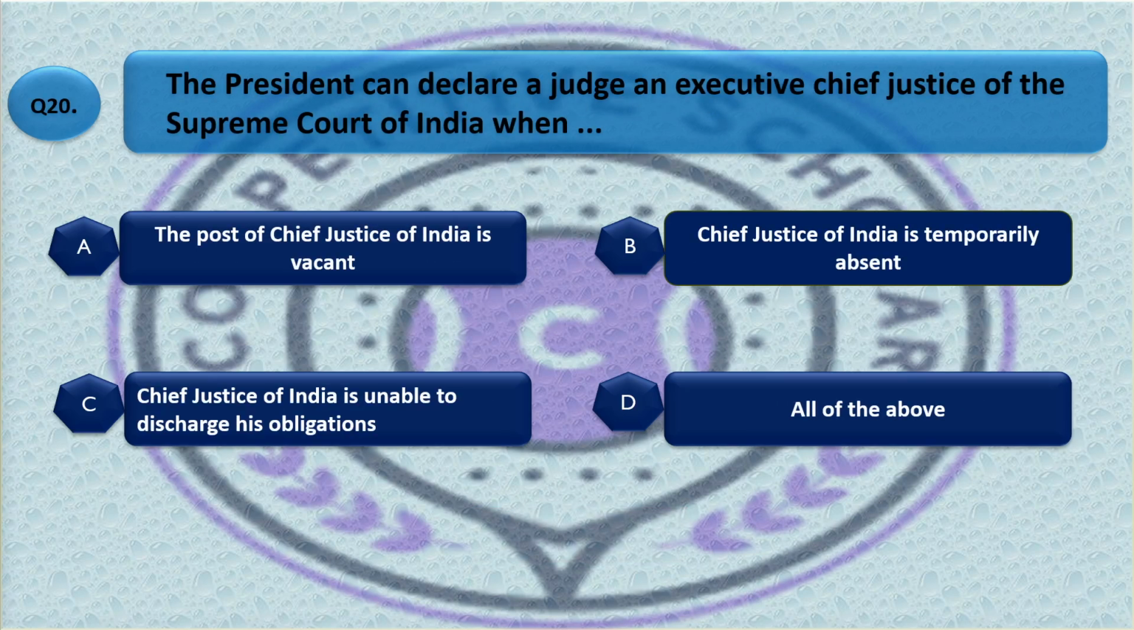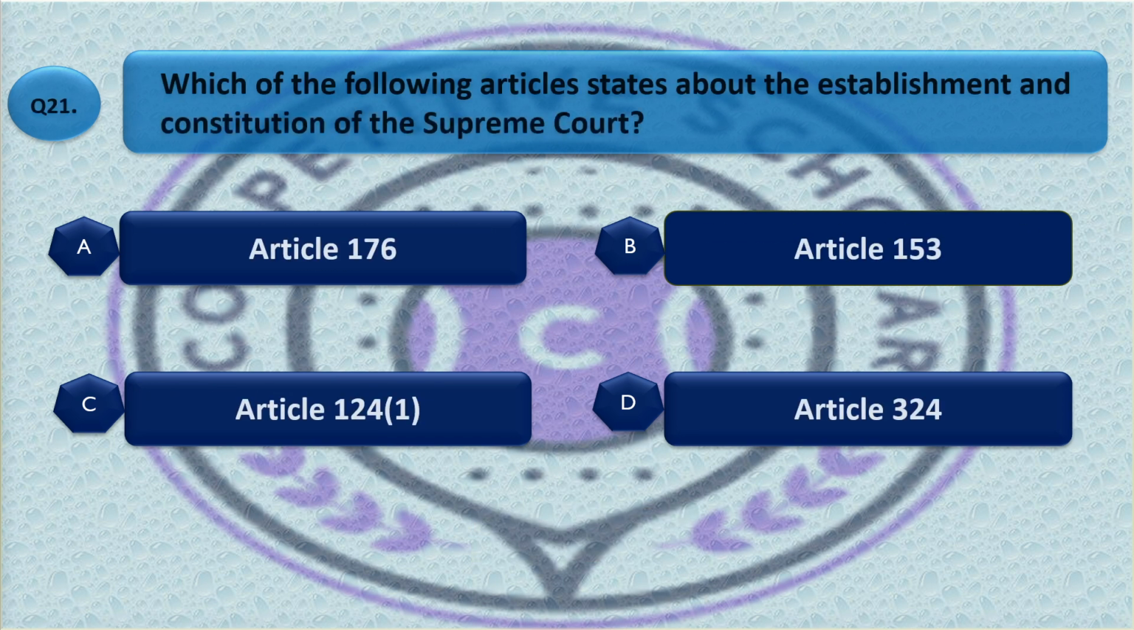The President can appoint a judge as acting Chief Justice of the Supreme Court of India when the post of Chief Justice of India is vacant, Chief Justice of India is temporarily absent, Chief Justice of India is unable to discharge his obligations, and option D, all of the above. Answer is all of the above.